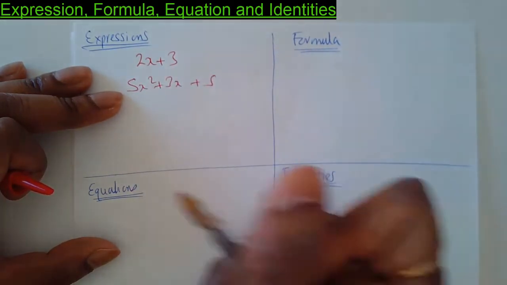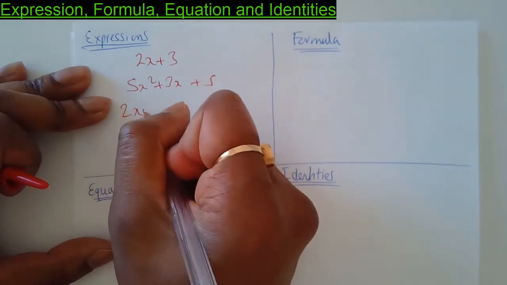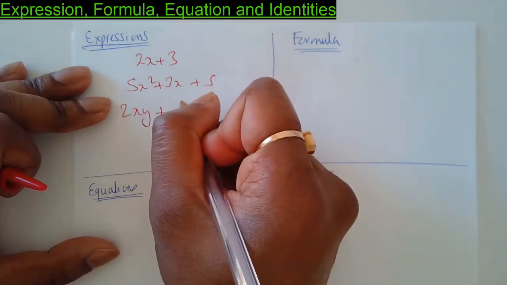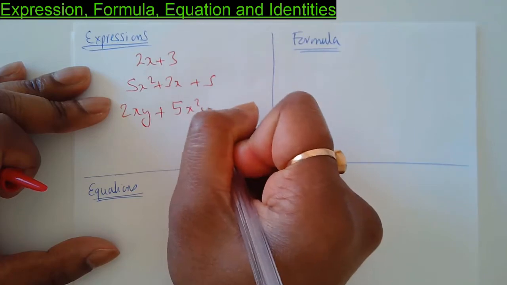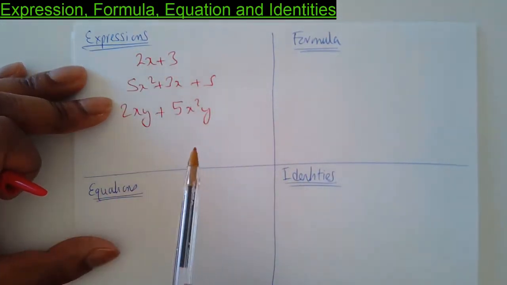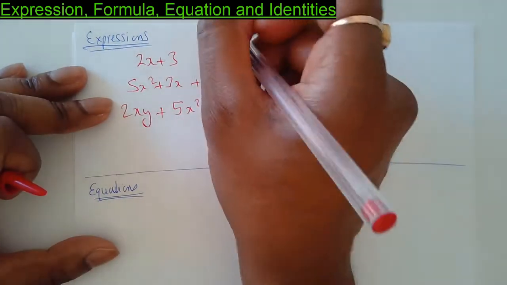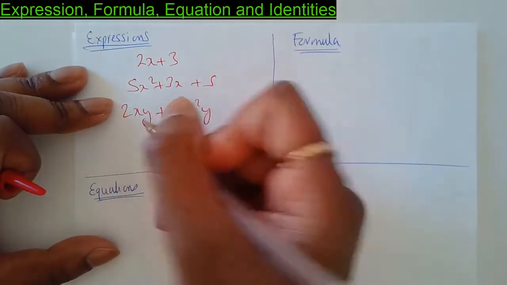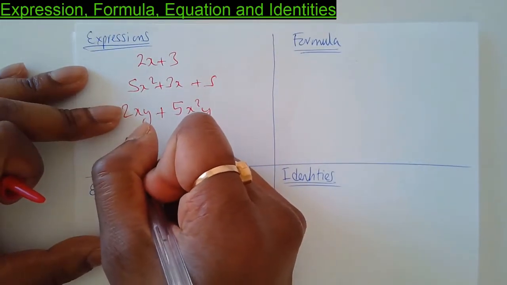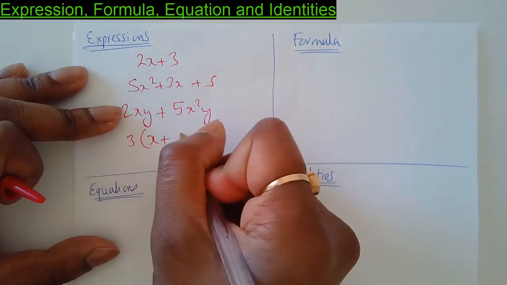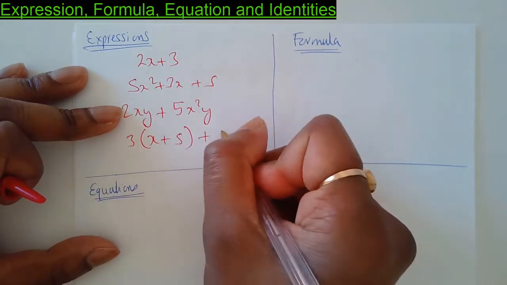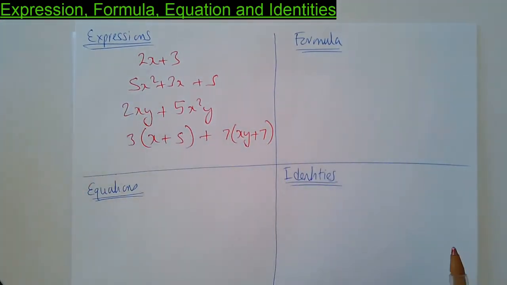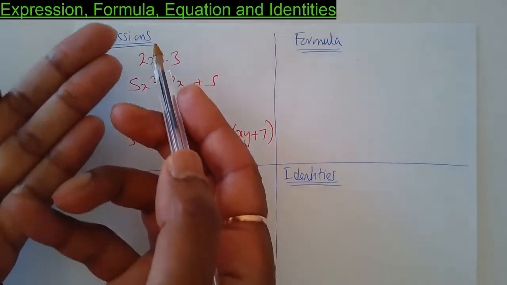Here's another one. It doesn't have to be just x's, it could be any letters or any combination of letters. Notice none of these have equal symbols, so all of these are expressions. And there's going to be loads more. Here's another one, it's one with brackets. That's another expression. All of these are expressions, no equal symbol.